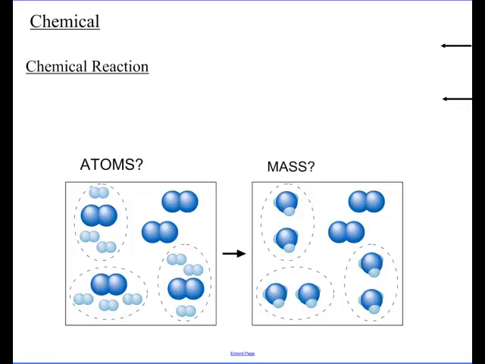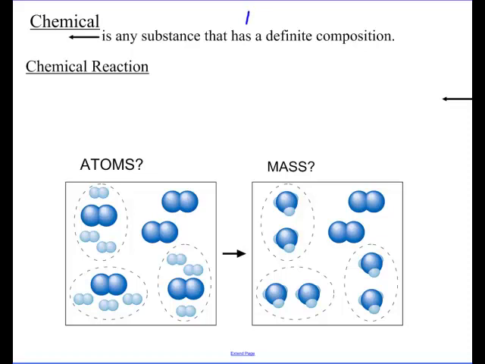We say a chemical is anything that has a definite composition. Now, what do I mean by definite composition? Well, let me write a formula for you. Here's a formula of a chemical that I actually enjoy quite a bit. Well, that's the formula for water, right? Every water molecule has a composition of H2O. That's the definite composition.